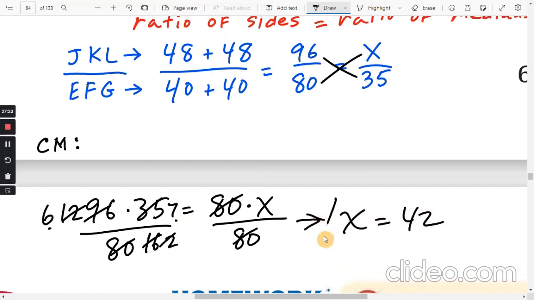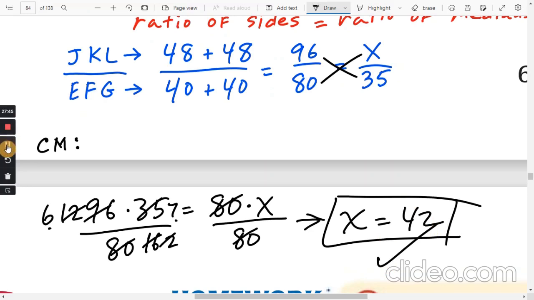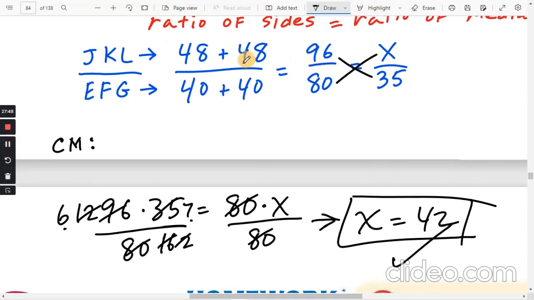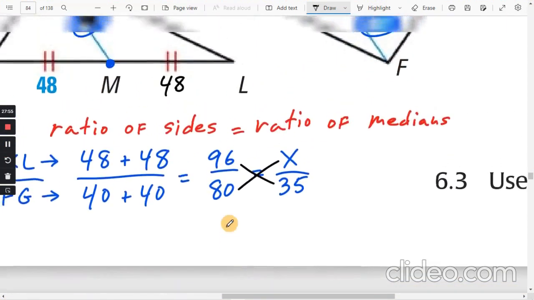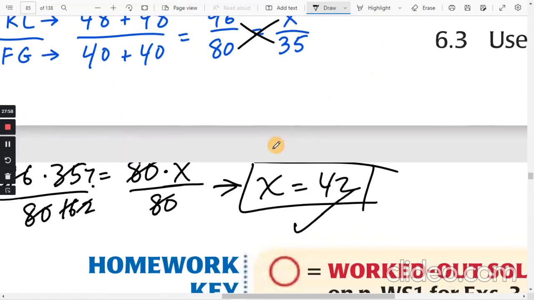So X equals 42. Let me double check on the calculator. We had 96 times 35 divided by 80. If I just do that real quick, 96 times 35 divided by 80, I get 42. So that's it. Okay, so like I said, you can reduce here or you can just leave it. You can do this on the calculator or by hand. Okay, and there were no units. So that's it, no units.